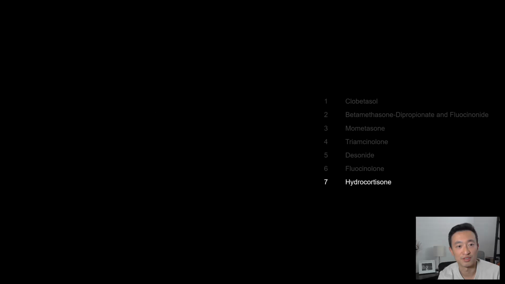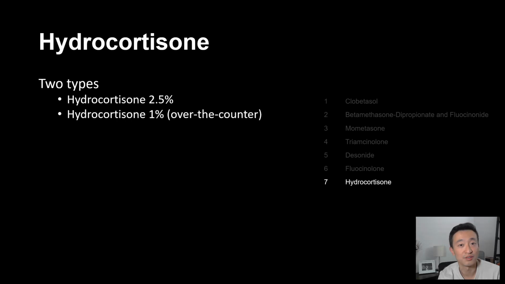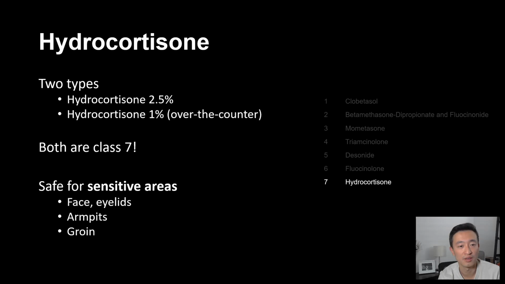So this is your bread and butter weak topical steroid. And there's two types, 2.5% as well as 1%, but in this case, the percent actually doesn't matter. The 1% is available over the counter, the 2.5% is a prescription, but it actually doesn't matter because both are class 7. They're both the weakest class. So it really doesn't make a difference if somebody has already filled over-the-counter cortisone and they're coming to you and you give them a hydrocortisone prescription. That really doesn't do that much. This is safe for sensitive areas. So for areas that are higher risk for topical steroid side effects, such as the face, eyelids, armpits, or groin, hydrocortisone is one that you'd typically want to think of using.